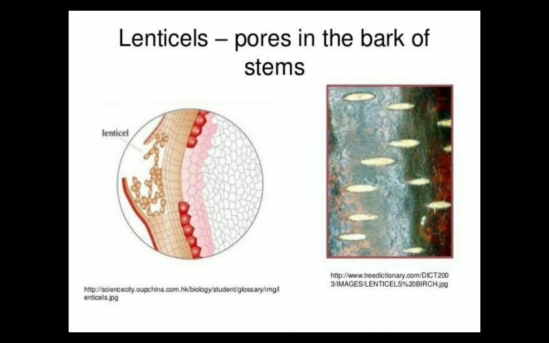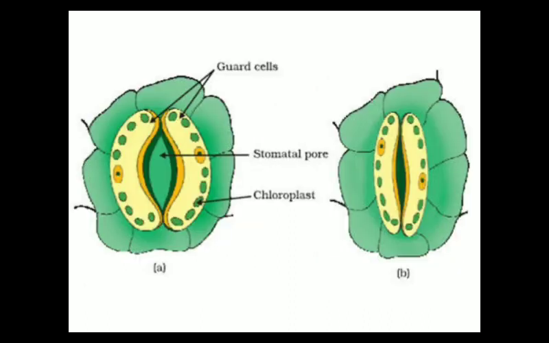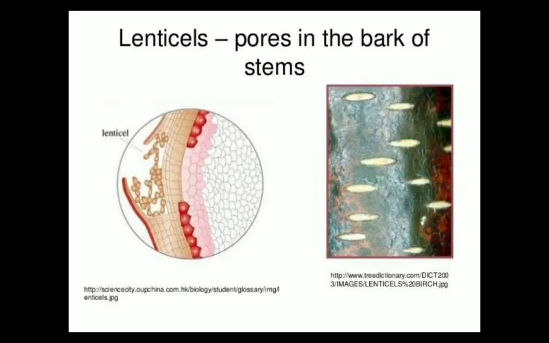The second difference is that stomata can open and close, but lenticels remain open throughout the day and night. Stomata are mainly present on the lower surface of leaves, whereas lenticels are present over the bark. So this is the basic difference between stomata and lenticels.